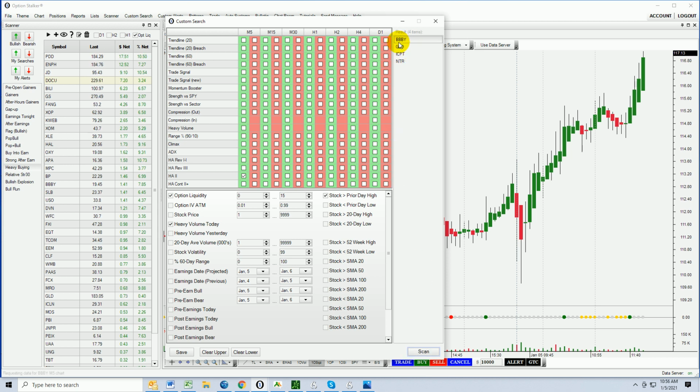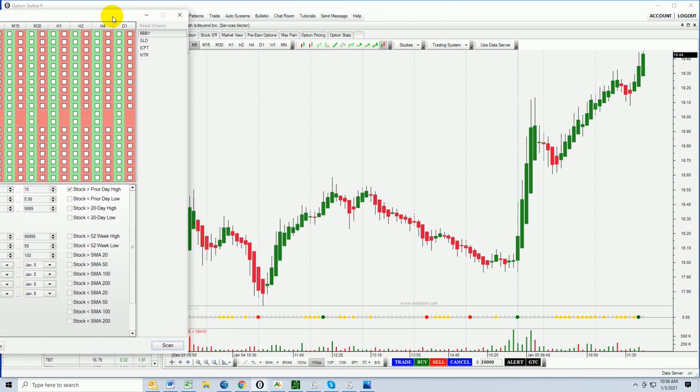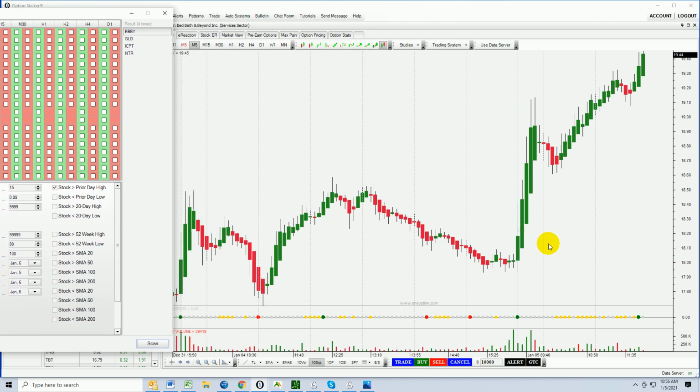More candidates. So you just have to toy around with the variables until you find a stock that you really can sink your teeth into. And this is pretty nice. You can see this big rally on BBBY. Look at that strength right in there, and now it's right back on it.